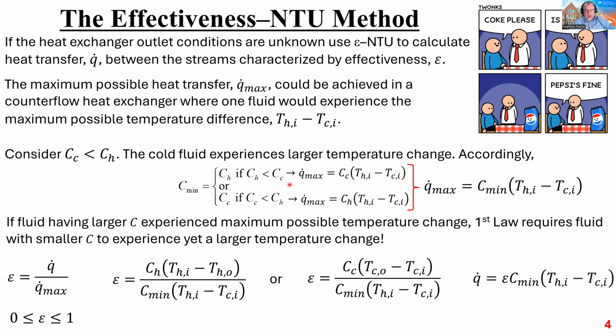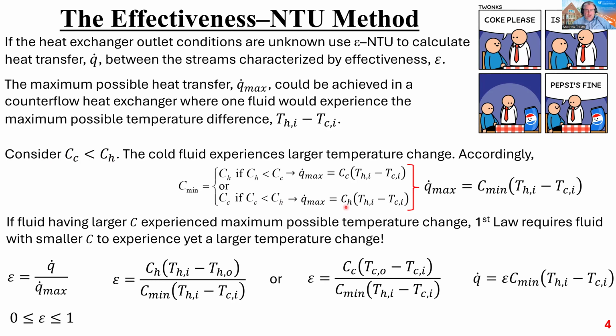So this is the maximum heat that could be exchanged in a system where the cold stream is the one with the lower thermal capacity. The other possibility, which is the one that we're actually doing, is if the thermal capacity of the hot stream is greater than the thermal capacity of the cold stream. Everything else is the same.